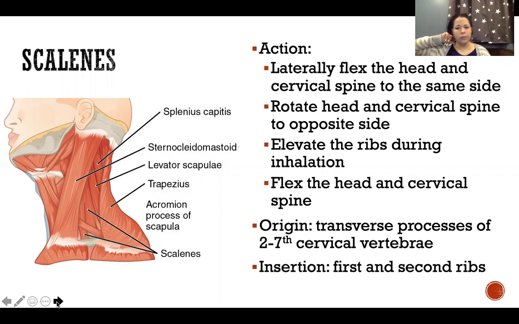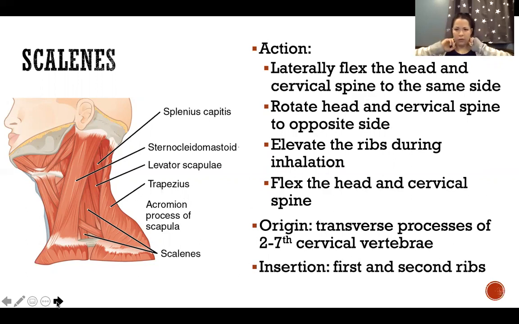So its actions, because it's on the side of the neck, are to laterally flex the head and cervical spine. Because they're angled in the anterior direction, it will also rotate the head and cervical spine to the opposite side. Okay, so remember, we're thinking about the origin and insertion getting closer together as the muscle shortens. If it's angled in the anterior direction from back here behind the ear, then when they get closer, it's going to cause the head to turn the opposite direction as this muscle shortens.